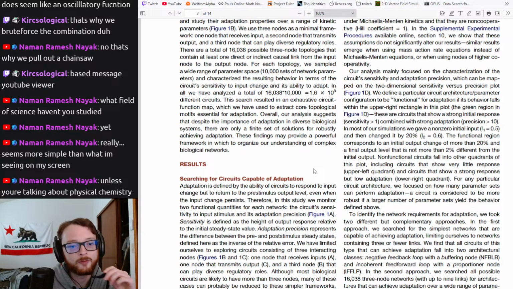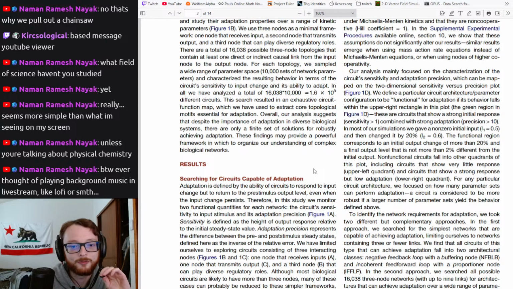Then for each of those 16,000 topologies, we sampled 10,000 sets of parameters and characterized the resulting behavior in terms of the circuit sensitivity to input change and its ability to adapt. We have analyzed a total of 1.6 times 10 to the 8 different circuits. 10 to the 8, that's 100 million. So 160 million.